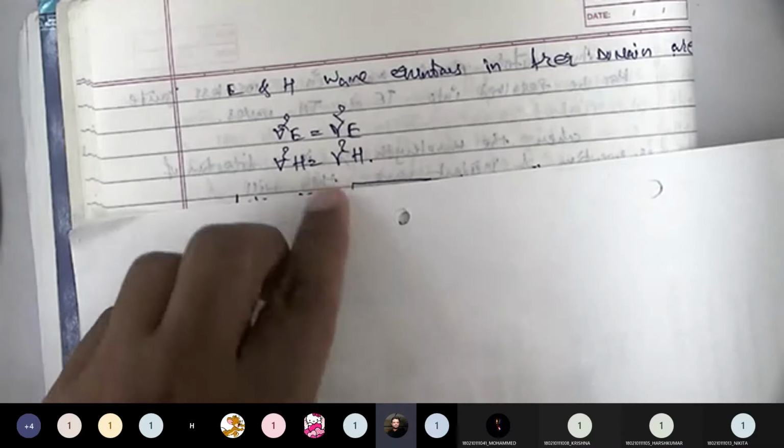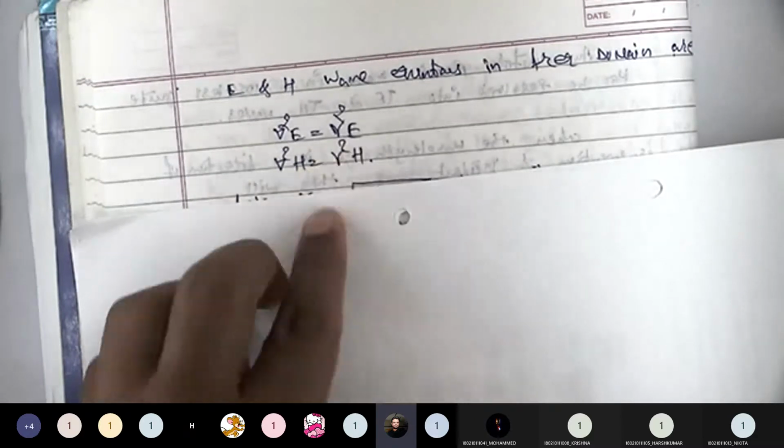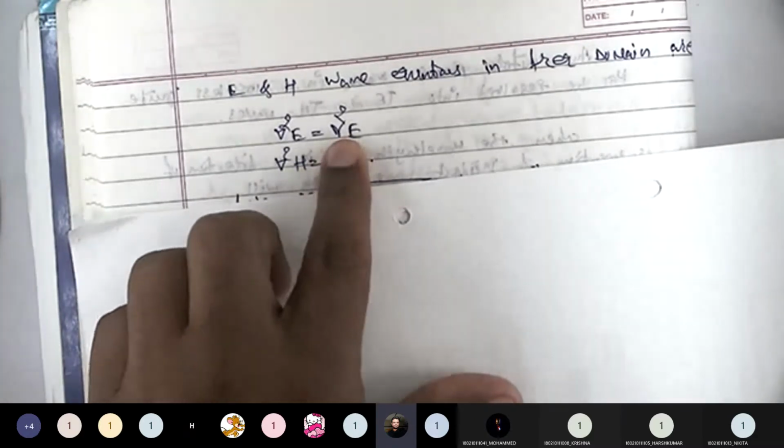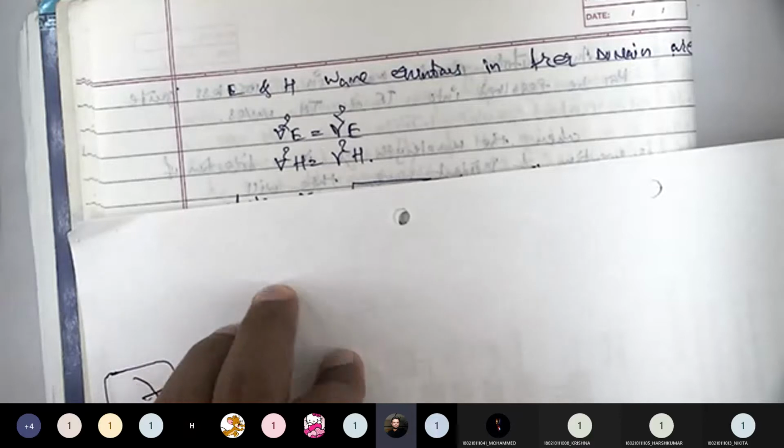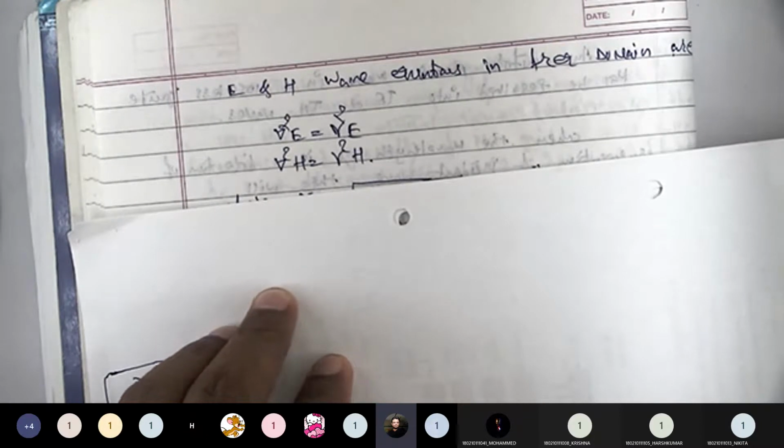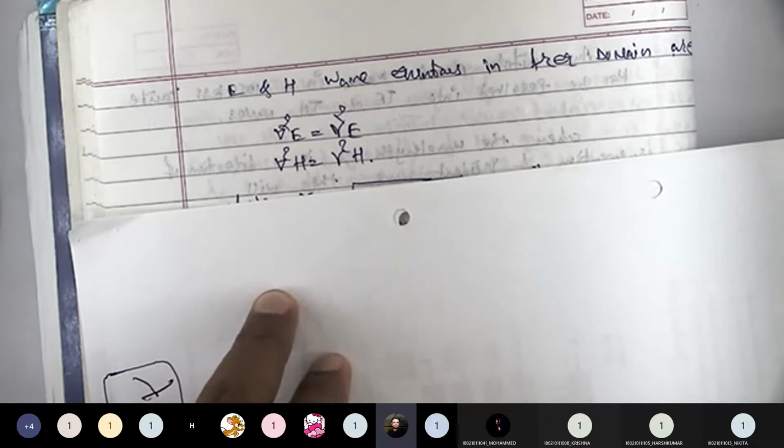Here particularly we have seen that this gamma is our propagation constant, and generally it is considered as alpha plus j beta. So it means that it is a complex number, and depending upon the gamma value you can judge how much attenuation alpha is present, and what is the phase constant beta.